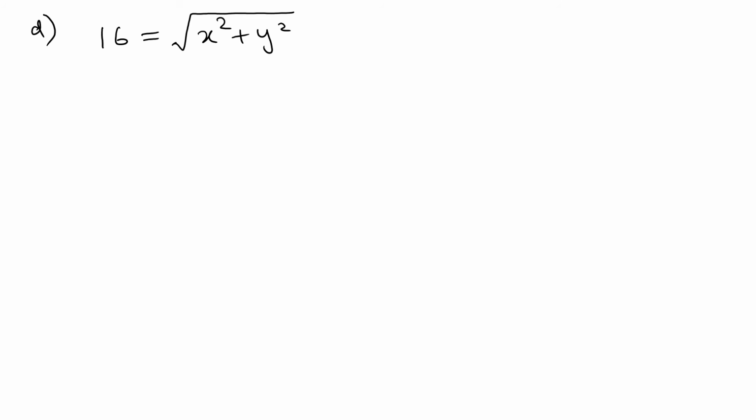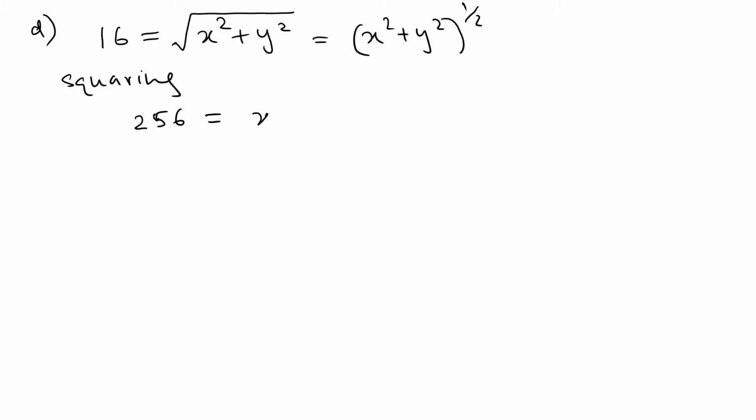Next we have 16 equal the square root of x squared plus y squared. This is another way to write the equation of a circle. You can write this as x squared plus y squared to the 1/2 power, because square root means 1/2 power. What we normally do is square the equation on both sides. Squaring 16 we get 256, and squaring the square root, it gets cancelled out. This is much simpler to work with.